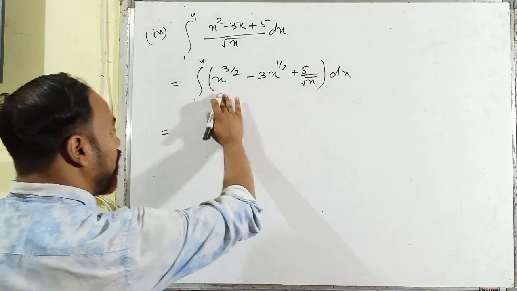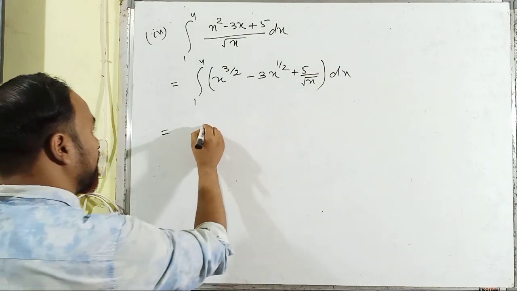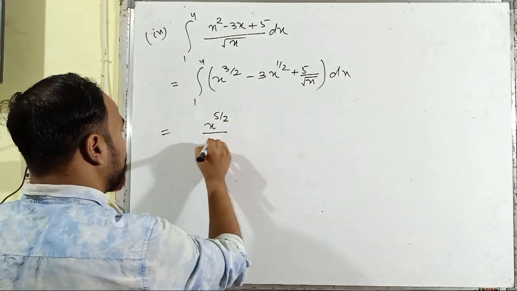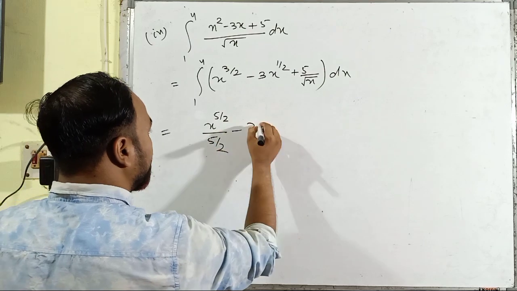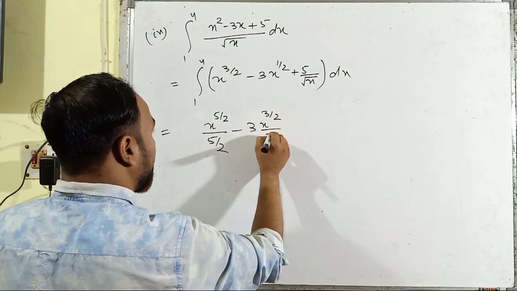Now just integrating all of the three terms with respect to x, we can get x to the power 5 by 2 divided by 5 by 2, minus 3 x to the power 3 by 2 divided by 3 by 2.